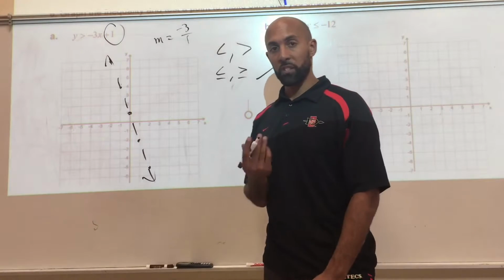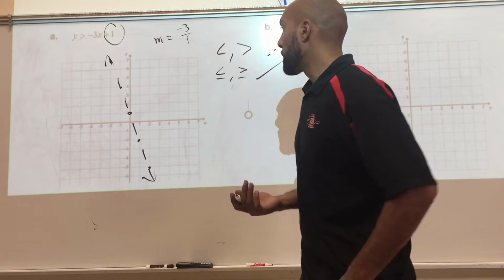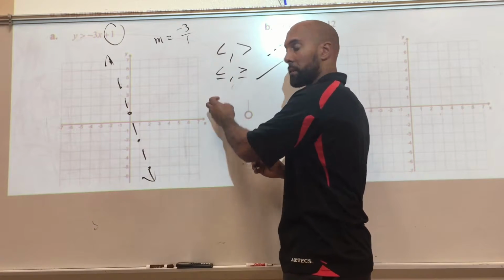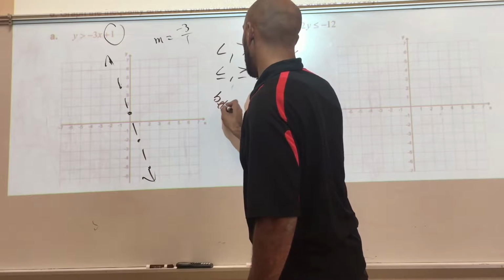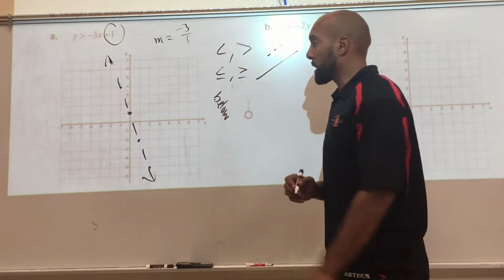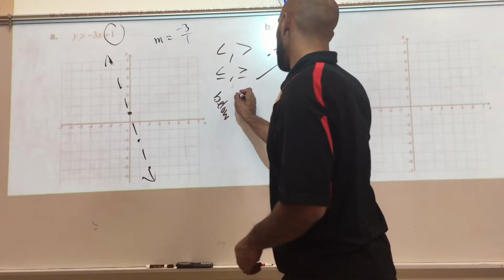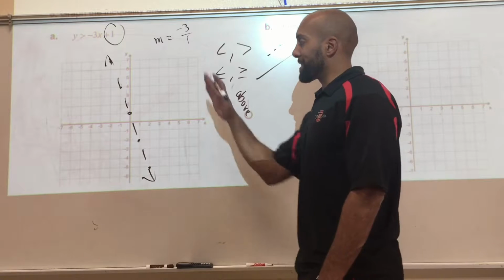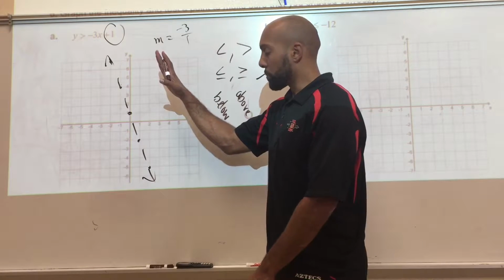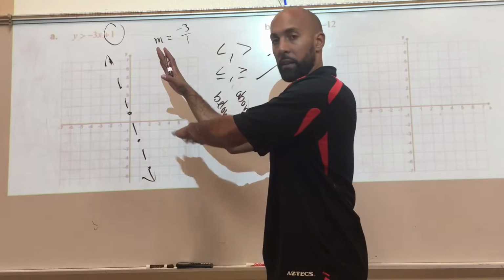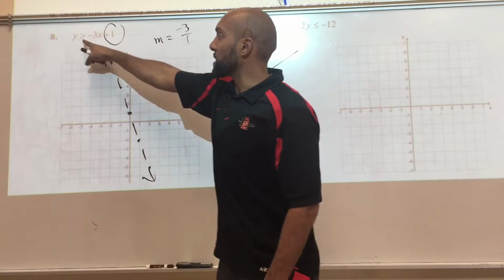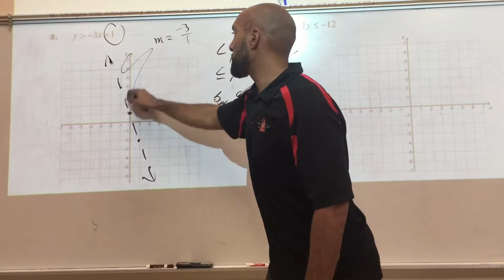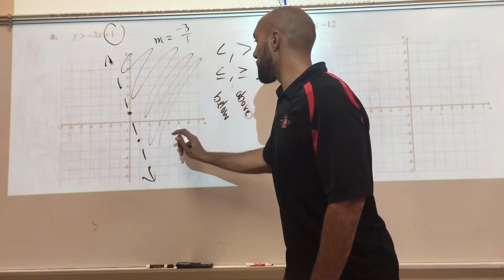But then the last part is we've got to shade. So, again, if it is less than, we shade below. If it is greater than, we shade above. Now it's leaning this way, so below the line would be here, and above will be here. And it says greater than, so we need to shade above. And above will be this side. So we shade everything in this area.